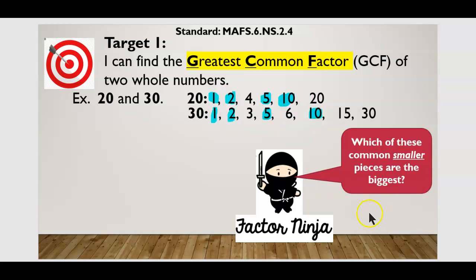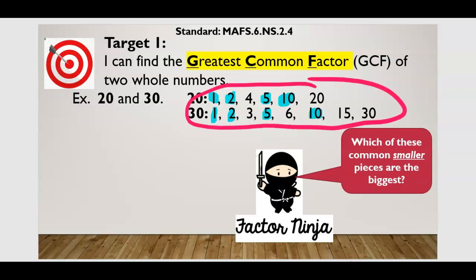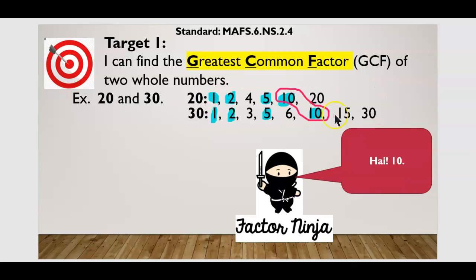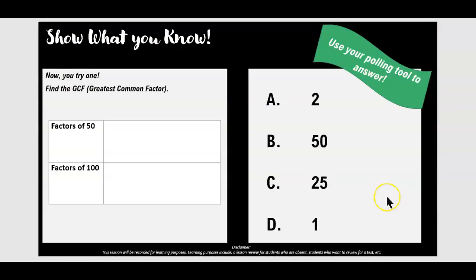Factor Ninja: which of these common smaller pieces are the biggest? So out of all these pieces that are in common, which ones are the biggest? Well, it's not 1's, it's not 2's, it's not 5's. The biggest ones are the 10's. 10 is the greatest common factor of 20 and 30.